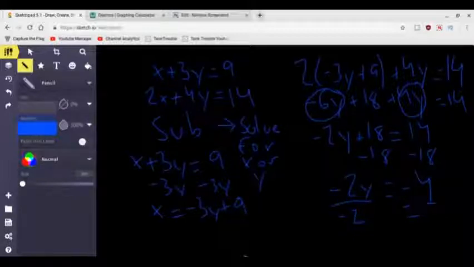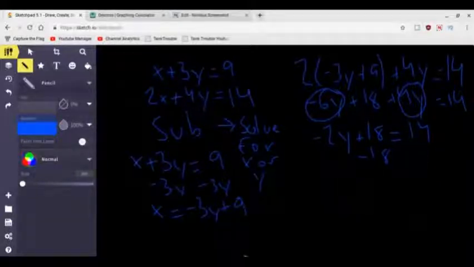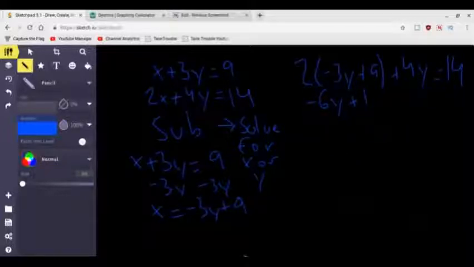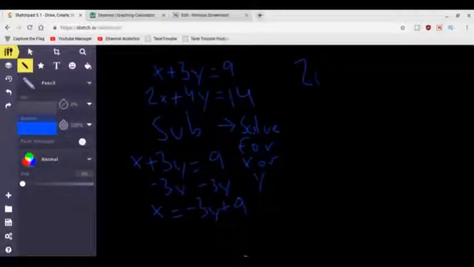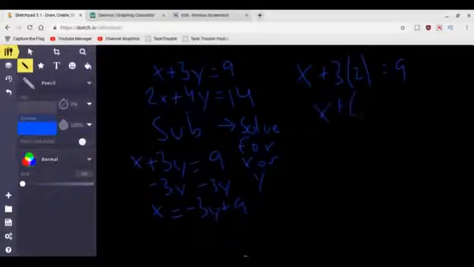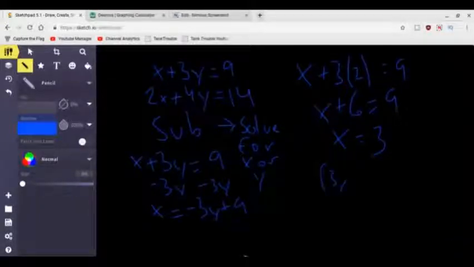All right, so let's erase this. And let's figure out what x equals. Okay, so since we know that y equals 2, you can do x plus 3 times 2, just like we did earlier, equals 9. X plus 6 equals 9, so x equals 3. You can do this just like earlier, and you still get the same answer, which is 3, 2.